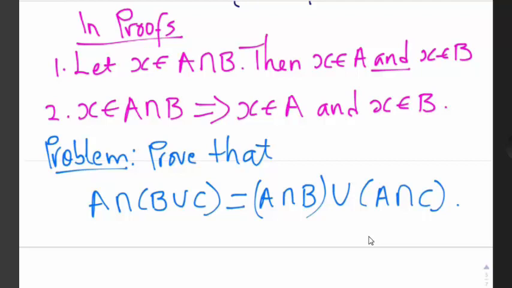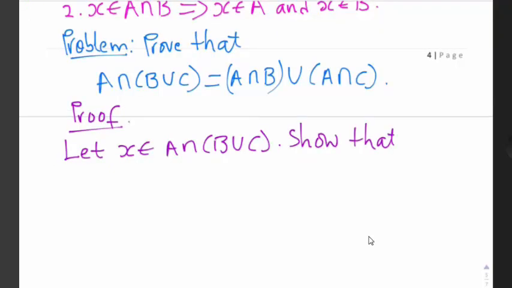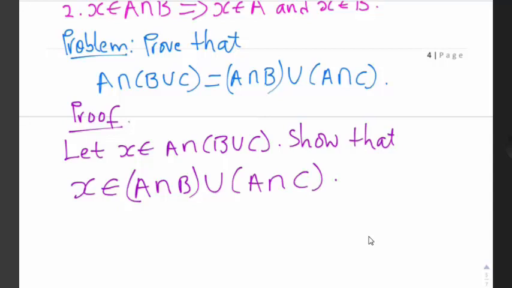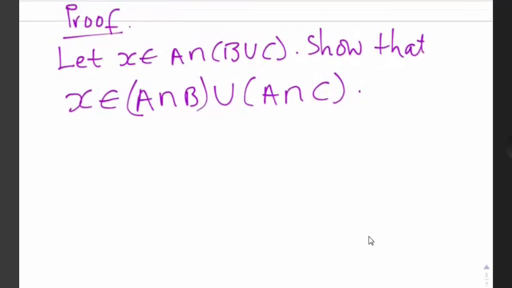Problem. Prove that A intersection (B union C) equals (A intersection B) union (A intersection C). This is the distributivity property of intersection over union. Let's go ahead and do this proof. Let X be an element of A intersection (B union C). We must show that X is an element of (A intersection B) union (A intersection C). So we pick an element from A intersection (B union C) and show that X is an element of (A intersection B) union (A intersection C), just like we did before.